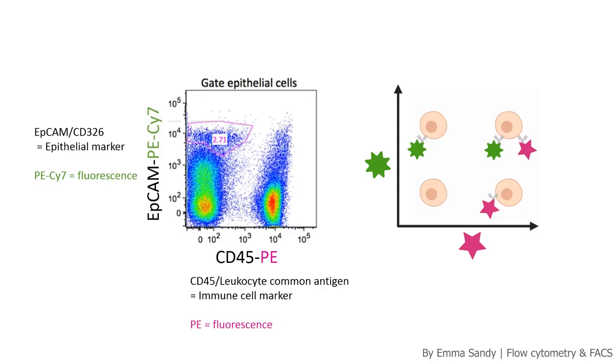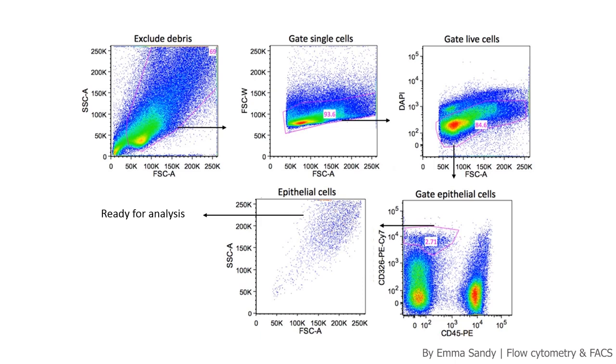And at this point, it's really good to go back and see what the cells that you've selected actually look like. This is called backgating, where you take the cells of interest and put them right back onto the very first plot we made, which was forward scatter and side scatter. So we can see that most of these lung epithelial cells are big and granular. Obviously each flow experiment is completely different, using different antibodies and different gating strategies. But overall, the point of flow cytometry is to be able to analyse cells within a population.